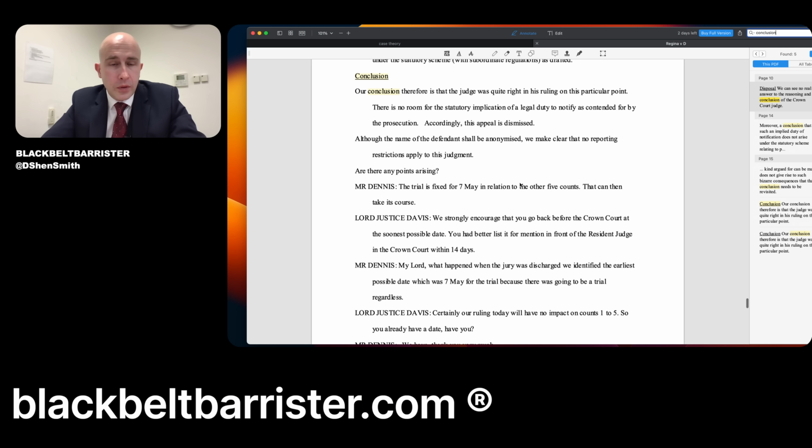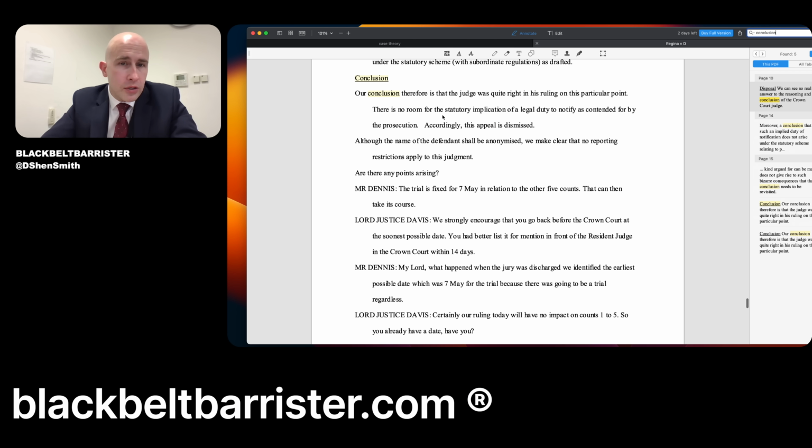Now, the court looked at this thoroughly and concluded that whilst there was obviously an obligation to pay council tax, there was no obligation upon the person to notify the local authority of change in circumstances, or that indeed that they were living in the property. The court provided in the conclusion that there is no room for the statutory implication of a legal duty to notify as contended for by the prosecution, and accordingly the appeal was dismissed.